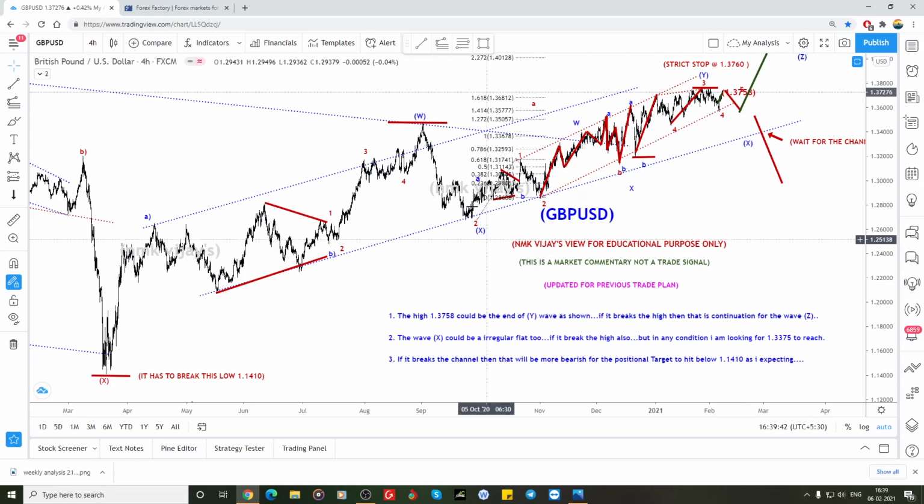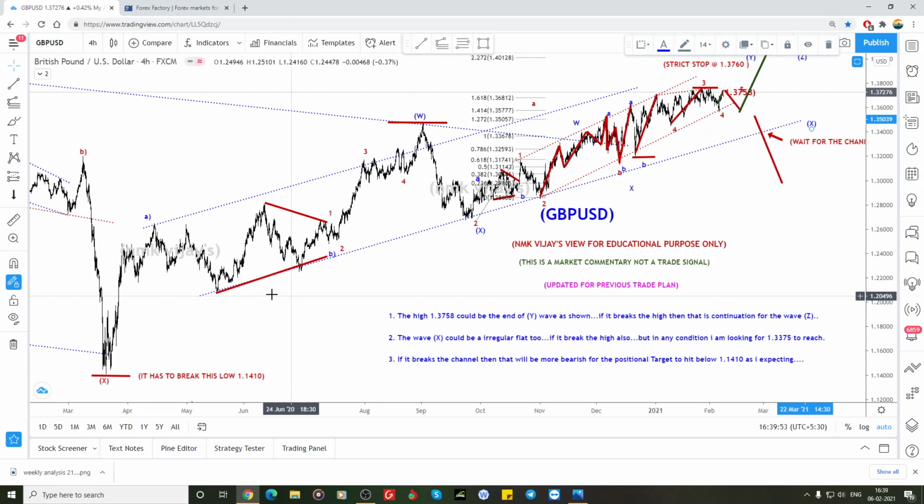And mind that if we are in that Y wave only, it could still extend to Z also. The Y wave is not yet completed. Mind that, and you have to trade like that. And if it breaks this channel and closes in the daily, and the next day also is bearish, then you can take a trade. Otherwise you will lose that trade. So here you need to be aware.